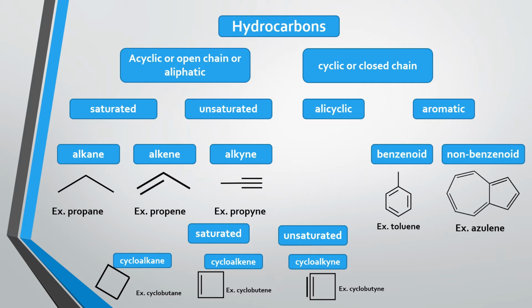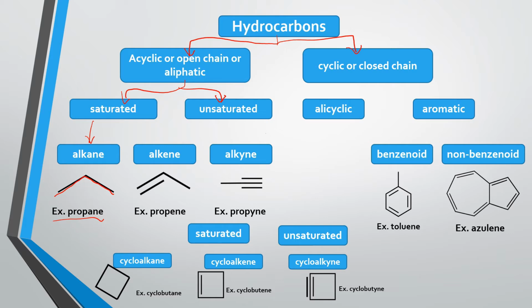So nabanggit natin kanina na itong hydrocarbons have main classes. We have the aliphatic and the cyclic. Unahin natin dito sa aliphatic side, which are open chain hydrocarbons. May subgroup sila na saturated at unsaturated. Sa saturated, meron lang isa, yung tinatawag na alkane. These are open chain hydrocarbons na meron lang single bond between carbon atoms. Example here is a propane.